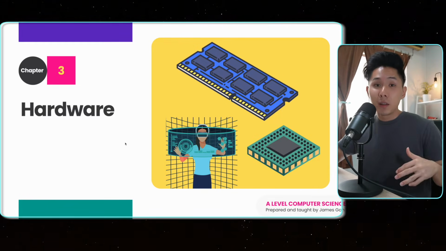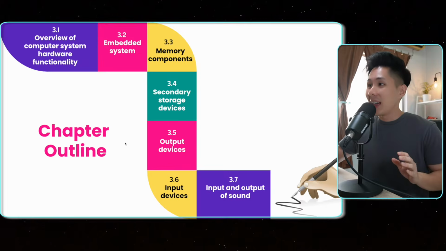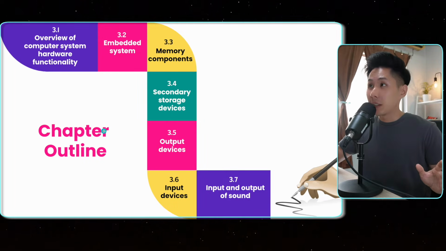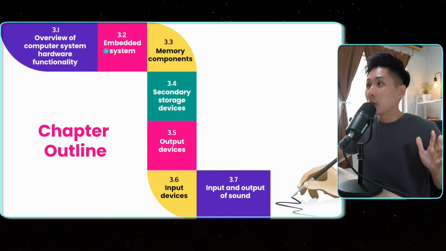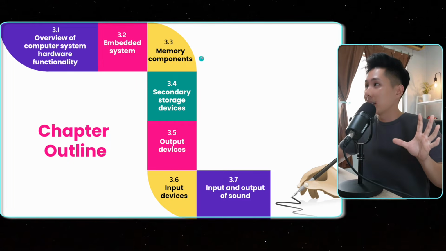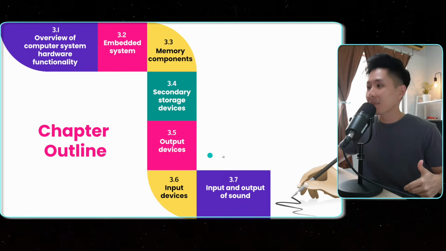In this video, we're going to look into A-level computer science chapter 3 hardware. And this is the chapter outline for this video. First, we'll look into the overview of a computer system, and then I will let you know what the concept of embedded system is. After that, we're going to dive deep into what each component in a computer system does.